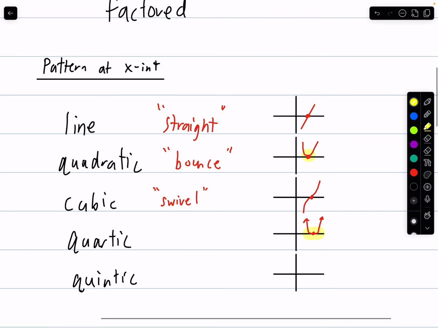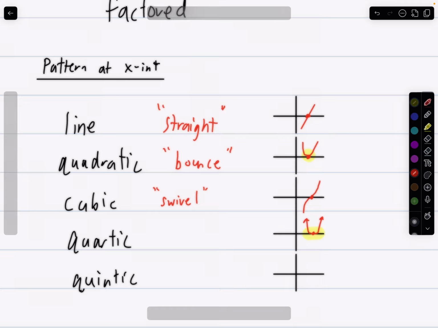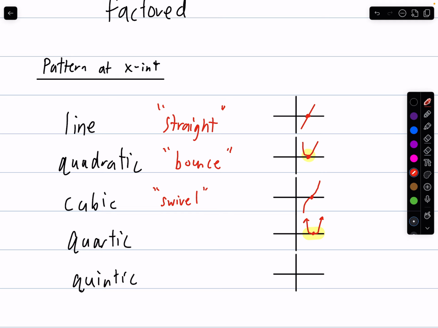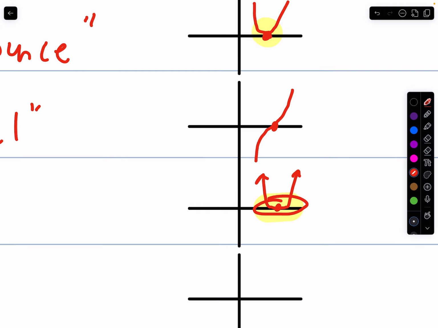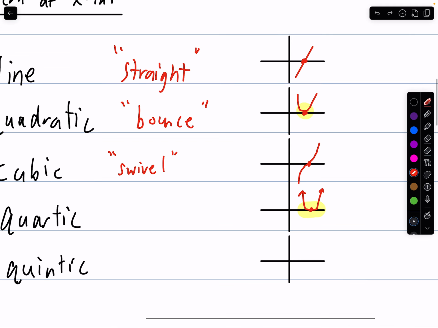The quadratic bounce bounces directly off, kind of like a ping pong ball. It just bounces off that point. But the quartic bounce is more so along the lines of a prolonged bounce. It hits the x-axis, it stays there for a little bit. You see, it stays there for a little bit, and then it bounces up. So this one, I like to call this a prolonged bounce.